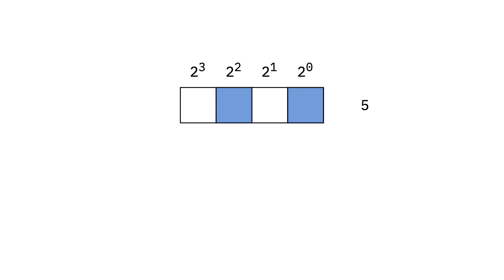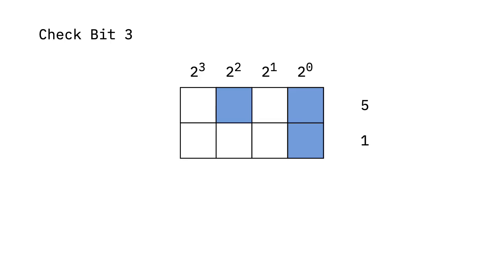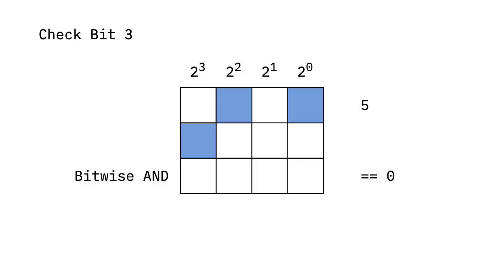Let's check whether a different element is in the set. How about checking whether the element associated with the bit at position 3 is in the set? We start with 1, left shift it 3 positions, perform the bitwise AND, and in this case the result is equal to 0, which means that the element associated with the bit at position 3 is not in the set.